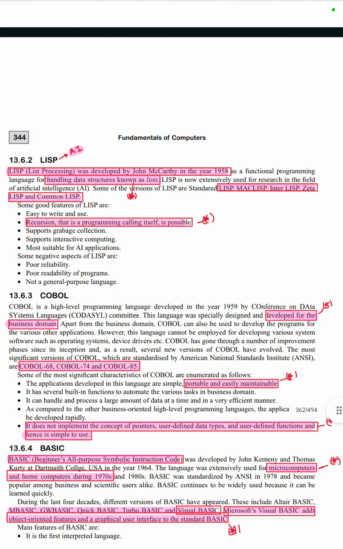COBOL, developed for the business domain. COBOL 68, COBOL 74, COBOL 85. Characteristics of COBOL: portable and easily maintainable. It does not implement the concept of pointers, user defined data types, and user defined functions, and hence is simple to use.